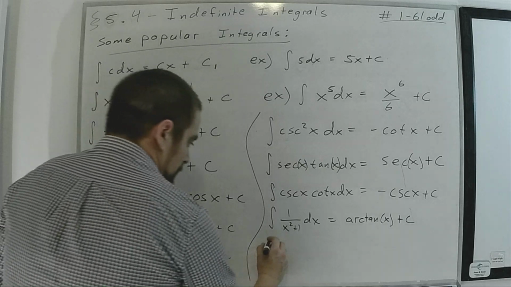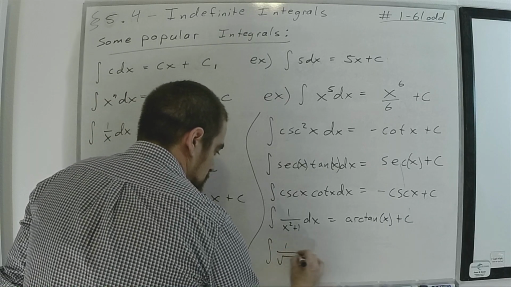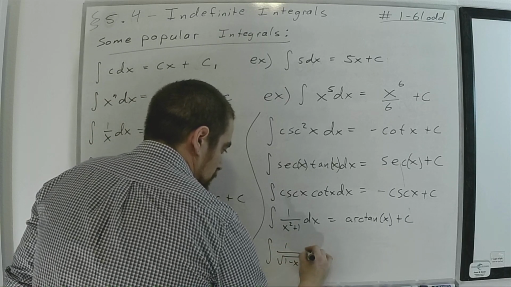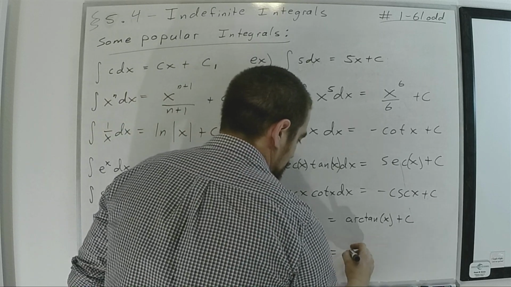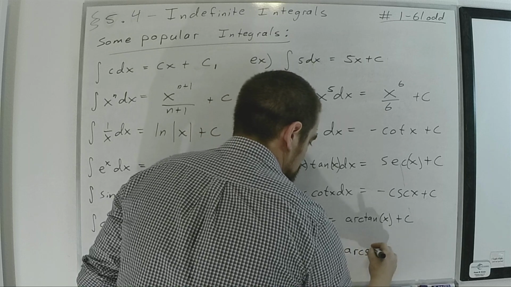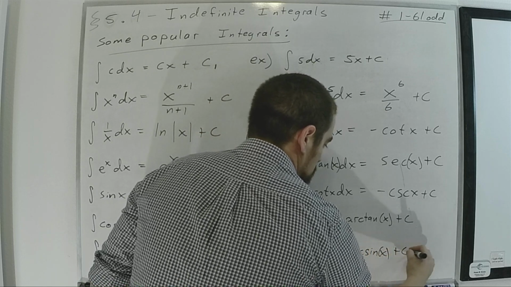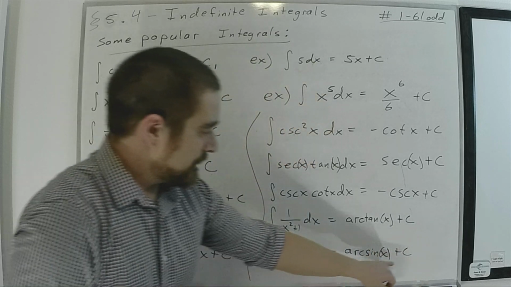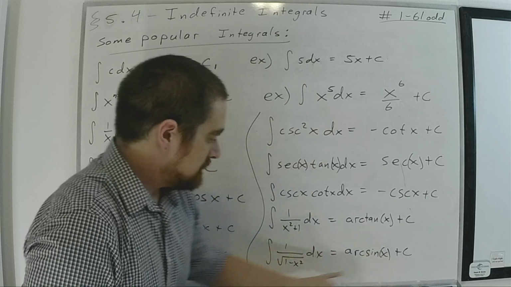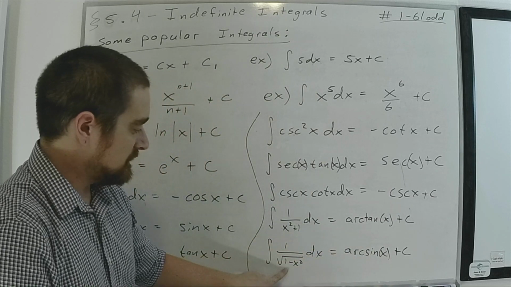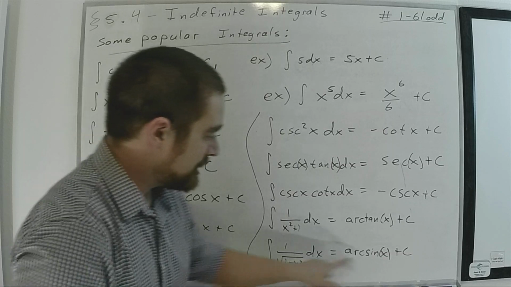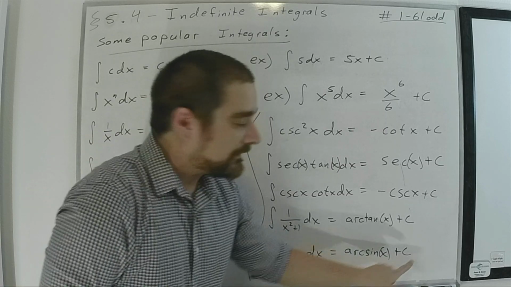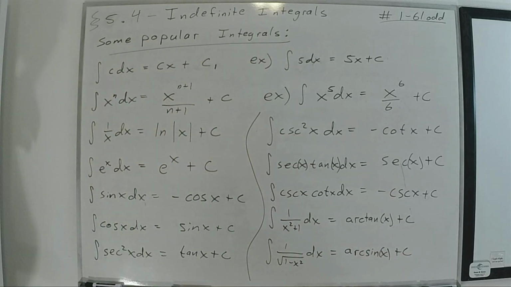Here's another popular one that deals with an inverse trig function. It's 1 over radical 1 minus x squared in the denominator, and that is arcsine of x. Because when I differentiate arcsine of x plus any constant, the derivative of arcsine is this guy. So when I anti-differentiate this 1 over square root of 1 minus x squared, I get back to arcsine of x. But I don't know if there was a constant there or not, so I save my skin by writing plus c every time.